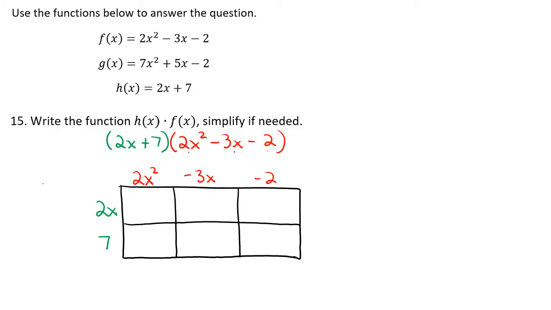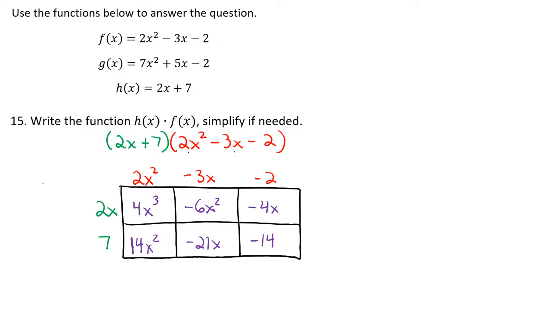Now I'm going to multiply. 2x times 2x squared is 4x to the third. 2x times negative 3x is negative 6x squared. 2x times negative 2 is negative 4x. Now I'm going to do the bottom row. 7 times 2x squared is 14x squared. 7 times negative 3x is negative 21x. 7 times negative 2 is negative 14.